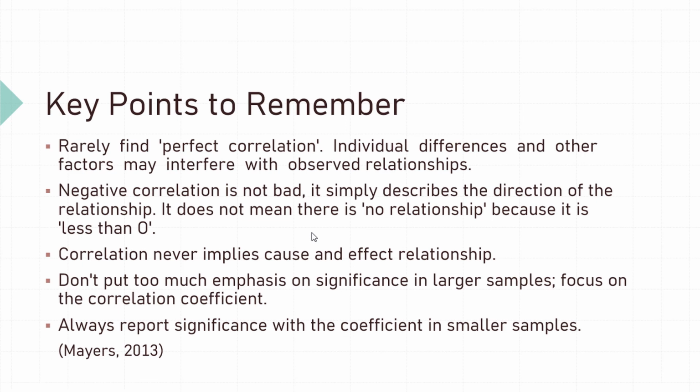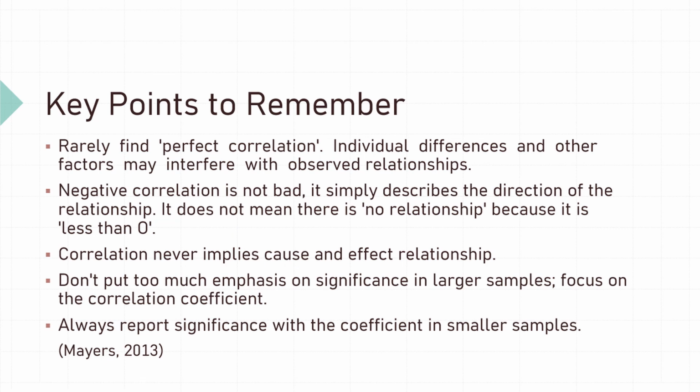Key points to remember. Rarely do we find perfect correlation. There are individual differences and other factors that may interfere with observed relationships. Negative correlation is not bad. It is simply describing the direction of the relationship. It doesn't mean that there is no relationship because it is less than zero. Correlation never implies a cause and effect relationship, as told earlier.